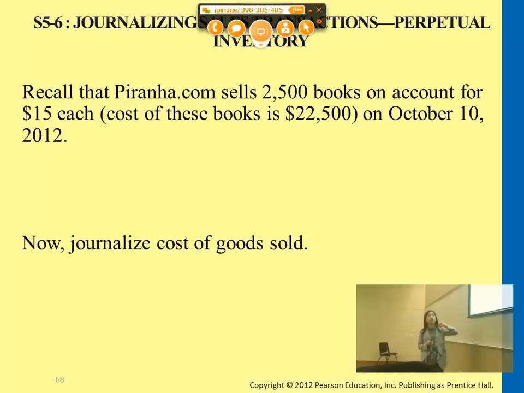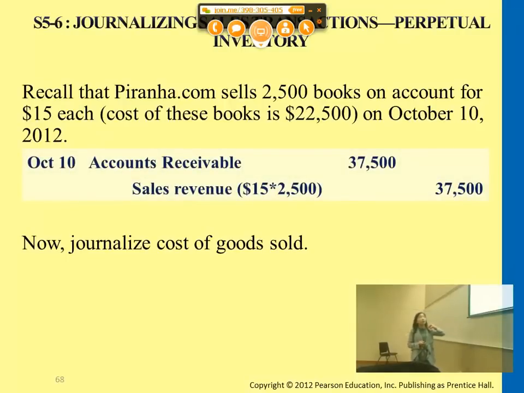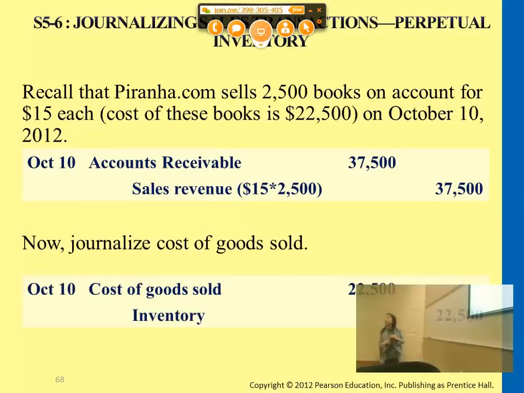Okay, so the first entry will look like this. You have accounts receivable, 37,500, using 2,500 books times 15. Then you have the inventory cost reduced, because you're now shipping out the goods to the customer, so you're reducing your inventory level and turning it into cost of goods sold expense. Whenever there's a sales transaction, inventory will be reduced and it turns into cost of goods sold expense. This account is specifically there to capture inventory costs that you shipped out to the customer already. We call it cost of goods sold.